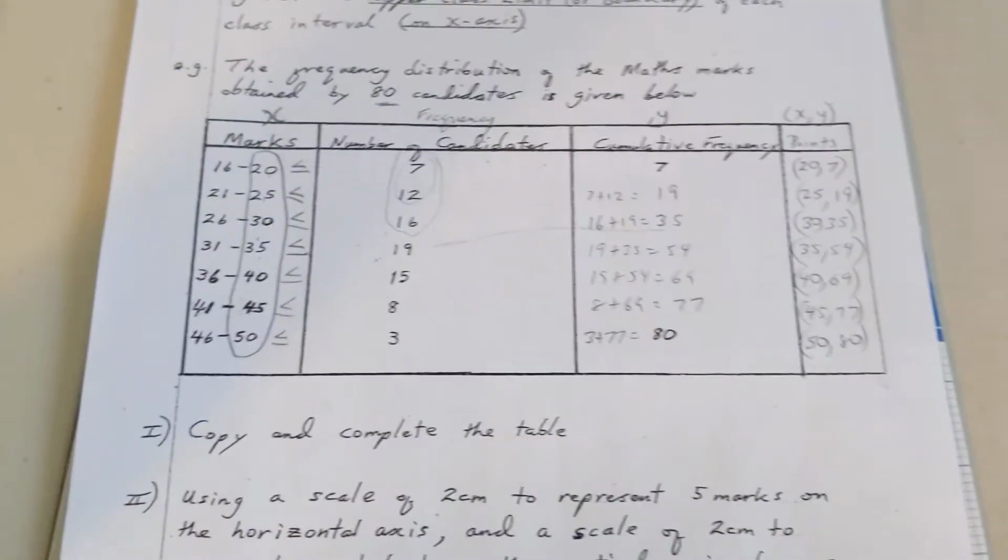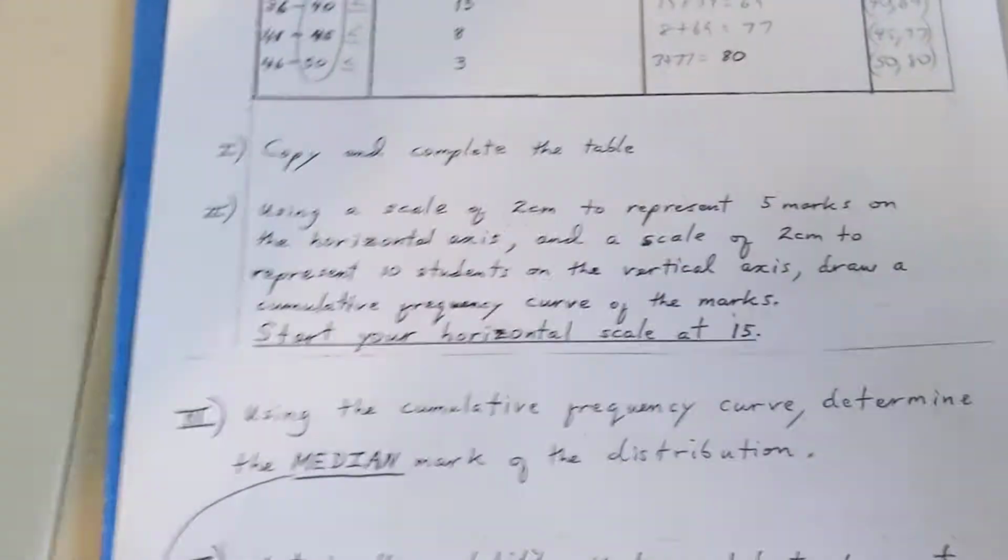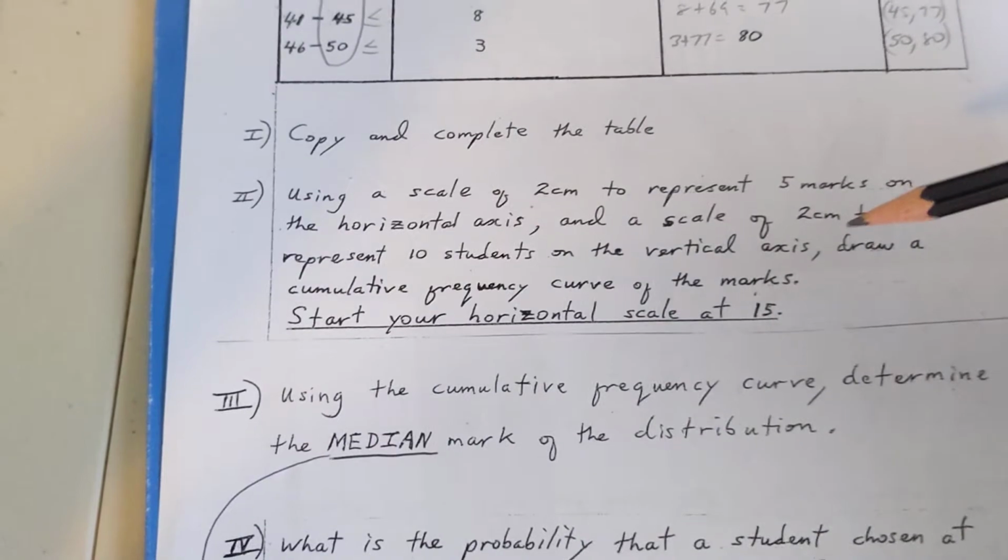Now that I have all my points, I could actually sketch the graph now, or draw the graph. So first part, copy and complete the table, and usually they don't make you do the whole table. They might just be missing a few numbers and you fill it in. They give me a scale to draw the graph, right?